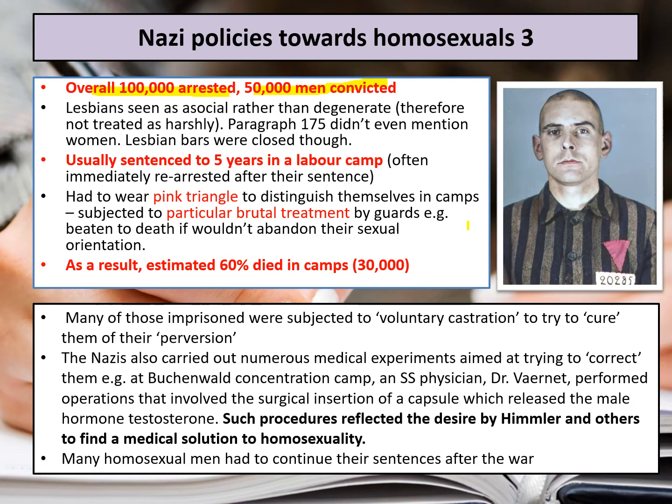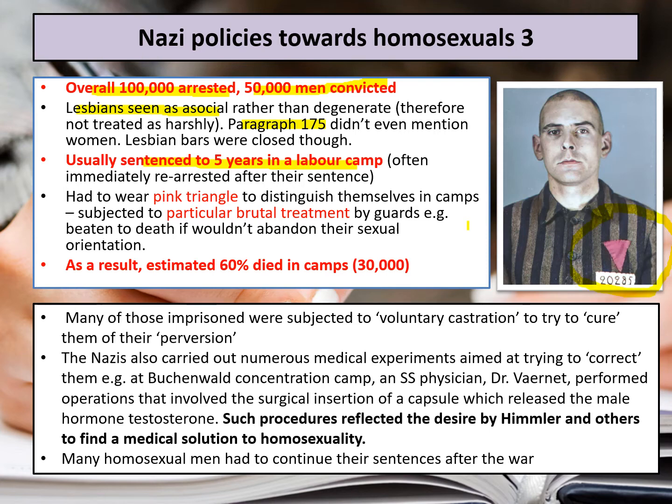Now, it was quite different in their policies towards men and women that were gay, because gay women were seen as asocial rather than degenerate. They were not seen as being as big an issue, and therefore they weren't treated as harshly. Lesbian bars were closed down, but they weren't persecuted in the same way, because paragraph 175, even after the Nazis amended it in 1935, didn't even mention gay women, and therefore they were essentially left alone. For men, though, their treatment was brutal, and they were usually sentenced to 5 years in a labour camp. But once they'd reached the end of that sentence, they were often rearrested and had to serve another sentence back to back.